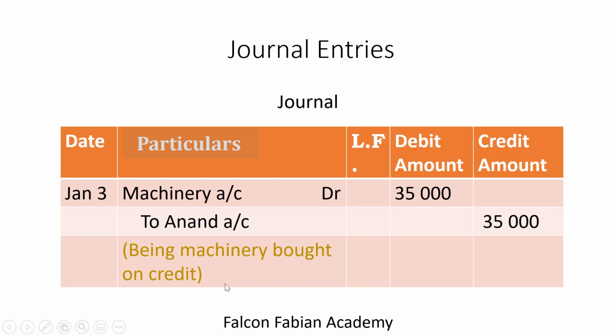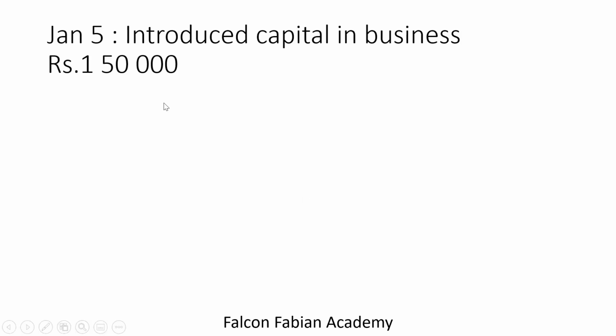Now let's move ahead and record the next transaction. So the date is January 5 and the transaction is introduced capital in business rupees 1,50,000. So in this transaction, the owner has introduced capital in the business. Now that we have read the transaction, let's identify the two aspects or the two accounts involved. So the first account is capital. The owner is introducing capital. And what is he giving? He's giving cash to the business. Therefore, the second account is cash. So the two accounts involved over here are capital and cash.